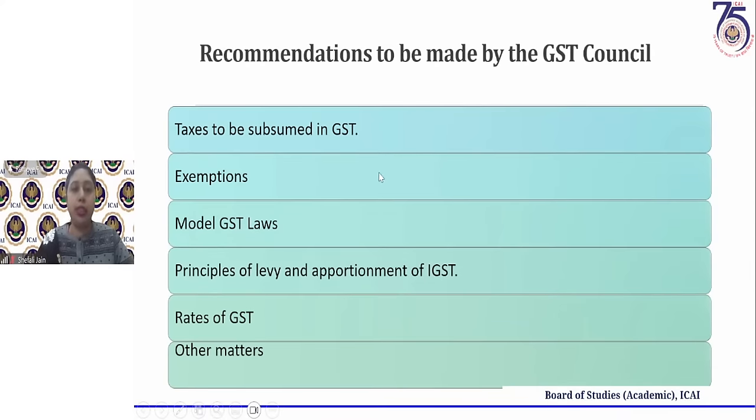Now, what recommendations can GST Council give? Initially, it gave recommendations regarding what taxes are to be subsumed in GST. It still recommends about exemptions. Initially, it also made a complete list of services and goods to be exempted from GST. Model GST laws were formulated by GST Council. How IGST has to be apportioned is also done by the recommendation of the GST Council. Section 17 and the GST settlement rules have been formulated by its recommendation. Rates of GST are changed from time to time. They were recommended in the initial stage by this council only.